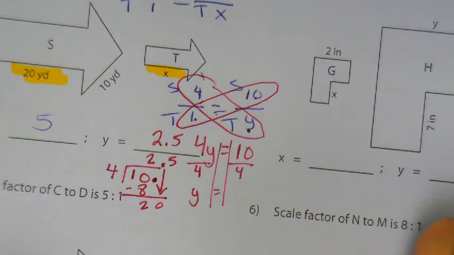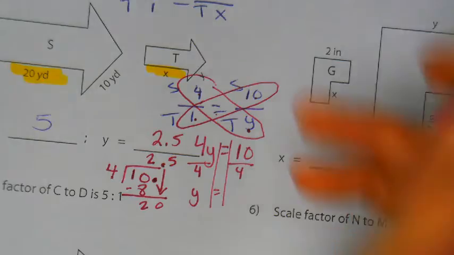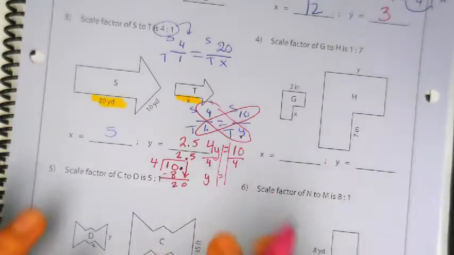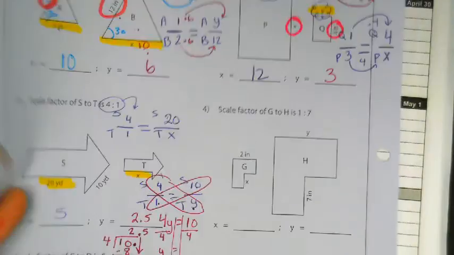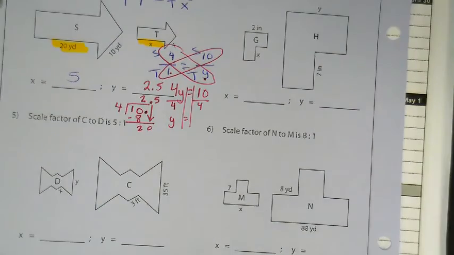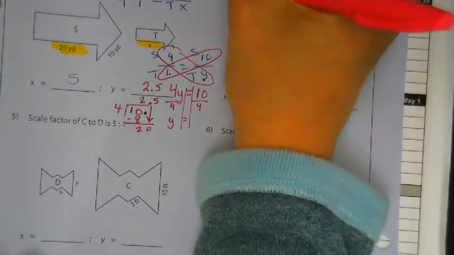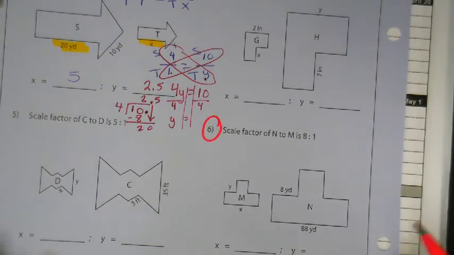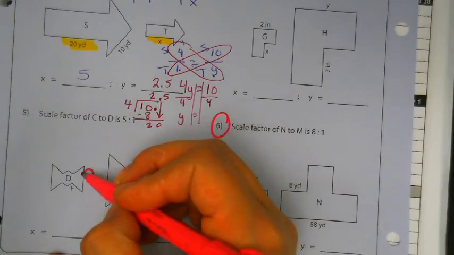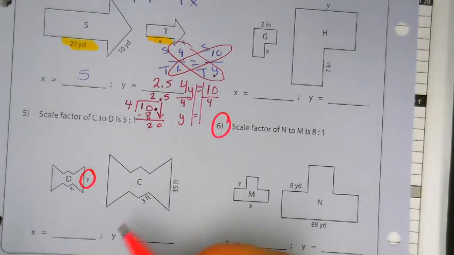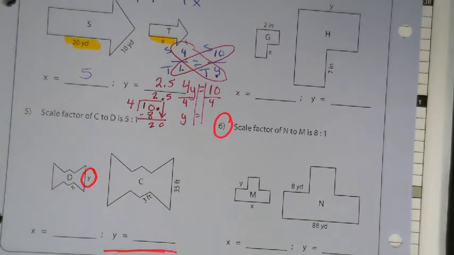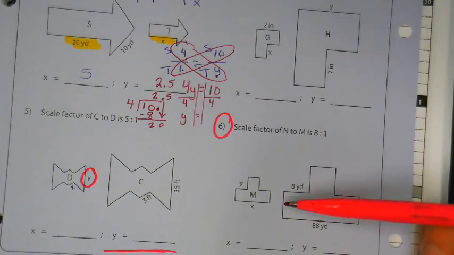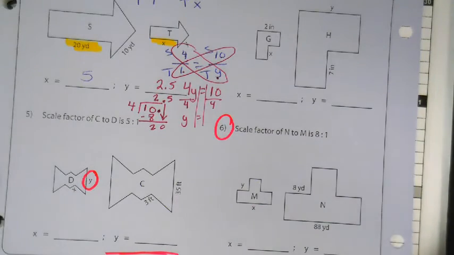Are we okay? Okay. That was the hardest one. What I want you to do right now, I'm going to give you guys about a couple minutes, and then we're moving on. I want you to do all of number 4, all of number 6, and I just want you to solve for y on number 5. Just y. Okay? So all of number 4, all of number 6, and just y for number 5. The other one's a decimal.